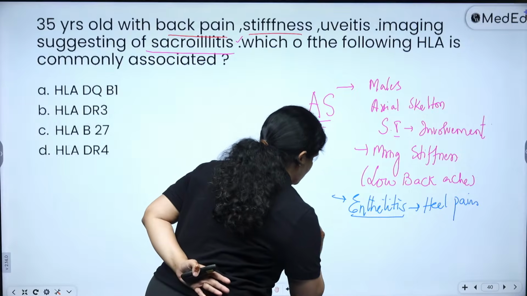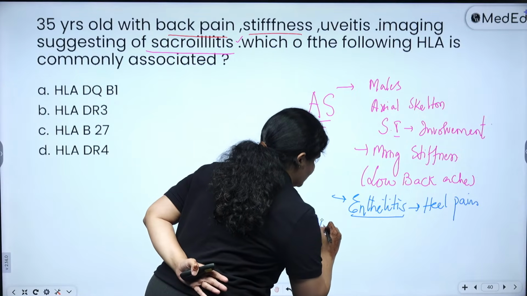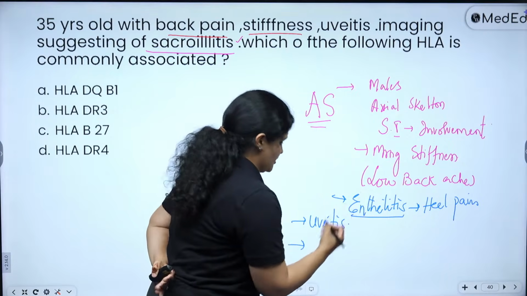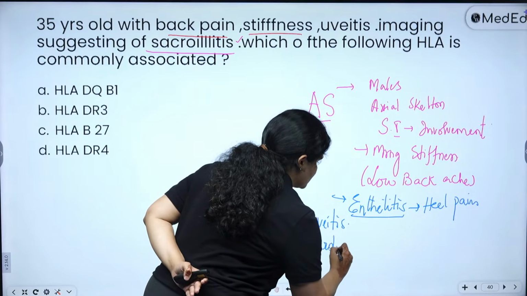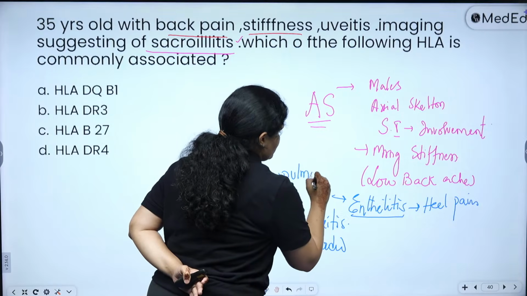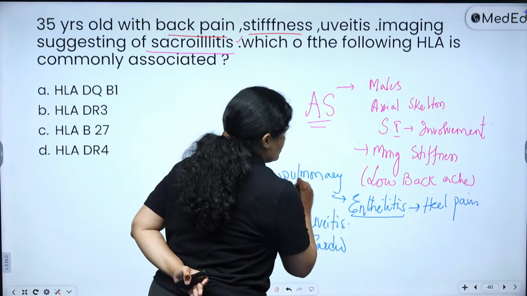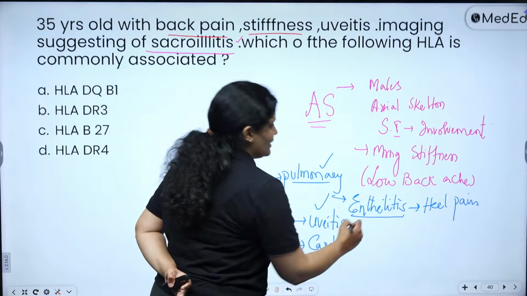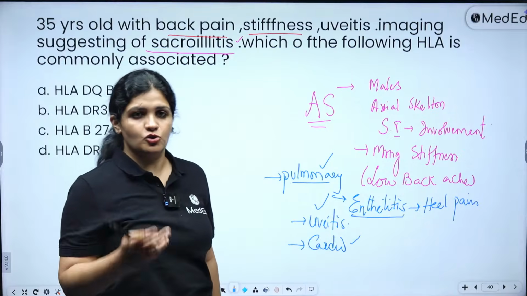Other systems are also involved, especially uveitis. Patients with ankylosing spondylitis present with other systemic features such as uveitis or cardiovascular involvement, and not to forget pulmonary symptoms. The chest circumference will also decrease. So he will have shortness of breath, recurrent uveitis, and some cardiovascular abnormalities will also be present.